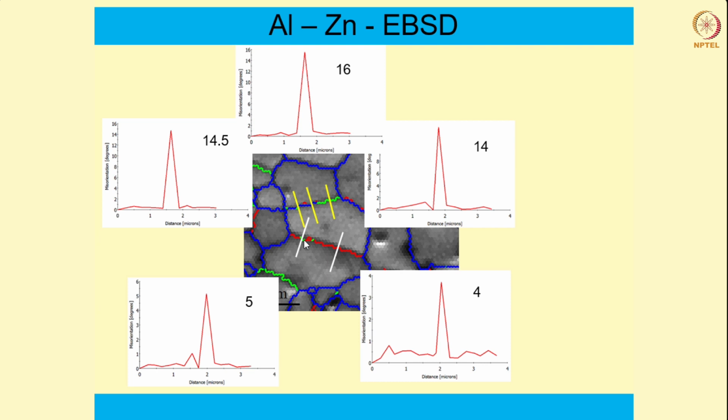grain boundaries are actually evolving, and it is not like the nucleus has formed and then it is growing. So it is not the DDRX process involving nucleation and growth. Rather, this is a continuously evolving process. So it indicates towards the occurrence of CDRX.